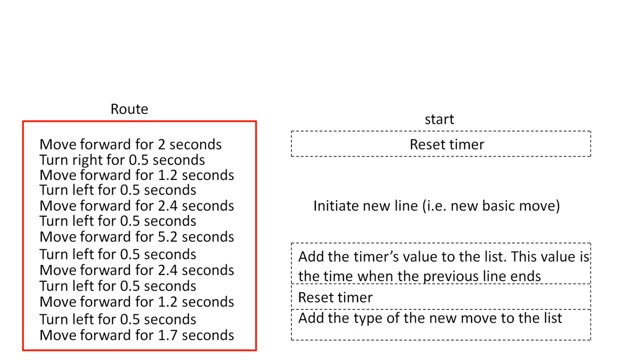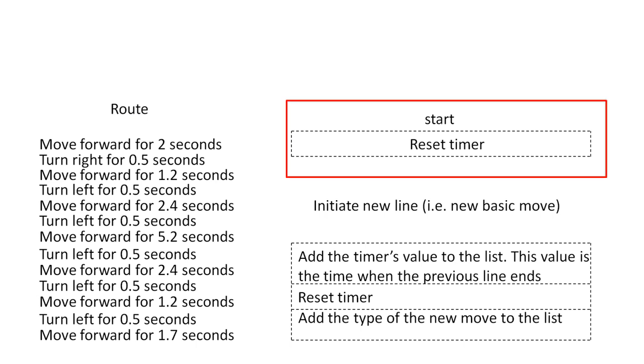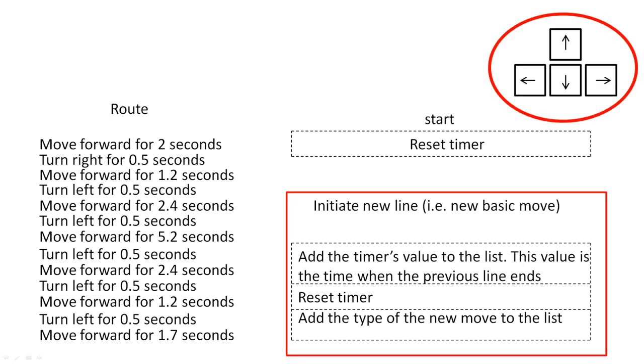When we want to store it into a list, we first need to reset the timer, so that it starts counting time. Then, we can start driving OD through the route. We can drive OD by pressing the arrow keys on the keyboard. Each time we press a key, a piece of code that looks like this is executed.